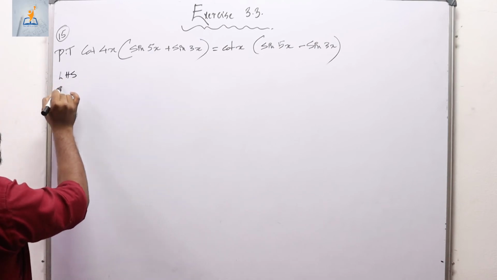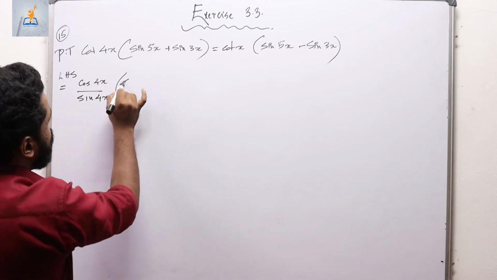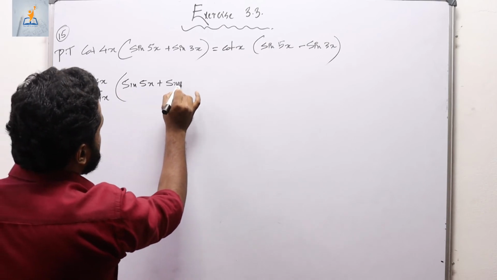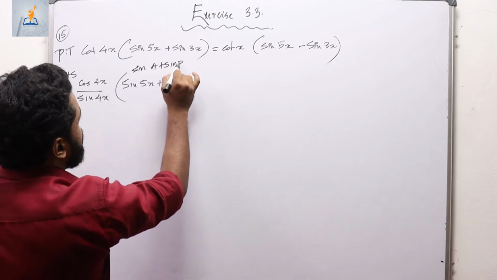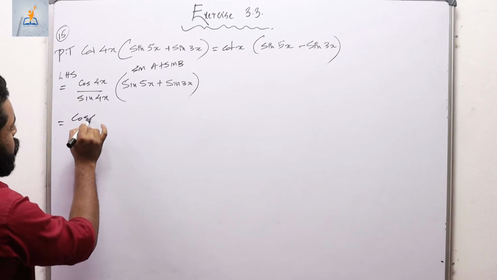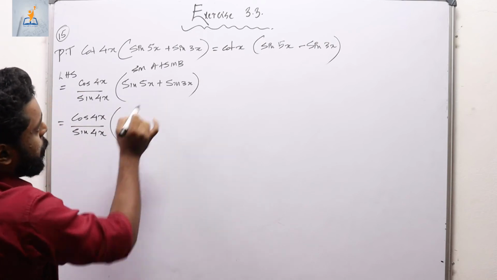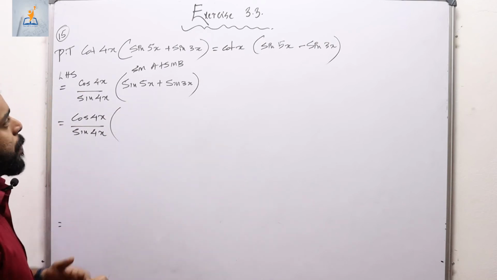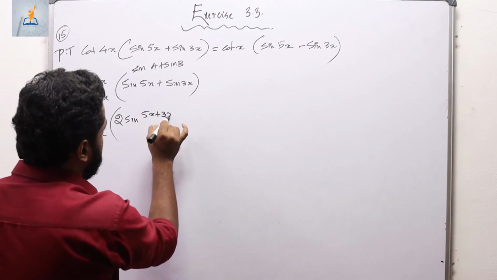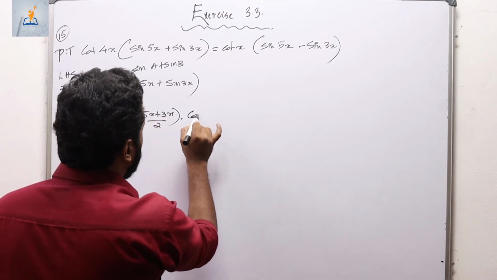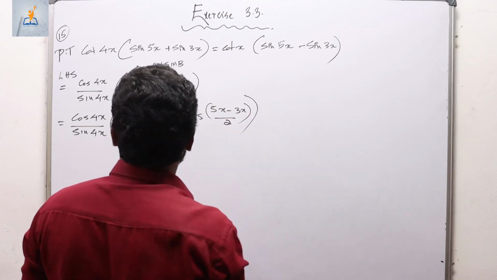So the LHS is equal to cot 4x, which is nothing but cos 4x divided by sin 4x, isn't it? Into sin 5x plus sin 3x. Now we know that this is of the form sin A plus sin B. So we can apply the formula. So it is equal to cos 4x divided by sin 4x into, this formula is nothing but sin A plus sin B is nothing but 2 sin (A plus B)/2 cos (A minus B)/2, isn't it? So it will become 2 sin (5x plus 3x)/2 into cos (5x minus 3x)/2. So this is the left hand side.